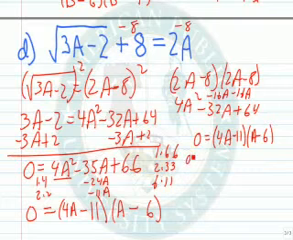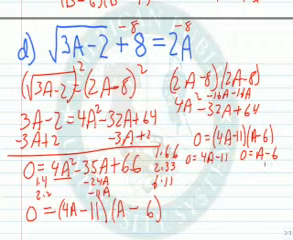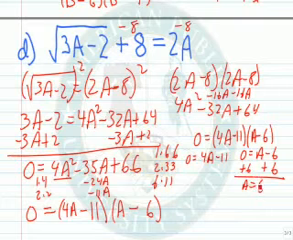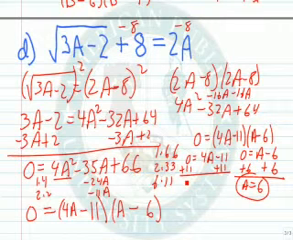So either 0 equals 4a minus 11 or 0 equals a minus 6. Let's add 6 to both sides here. So a equals 6 will be one possible answer. If we add 11 to both sides of the equation, we have 11 equals 4a, divide through by 4, so a equals 11/4. So these are our 2 answers.